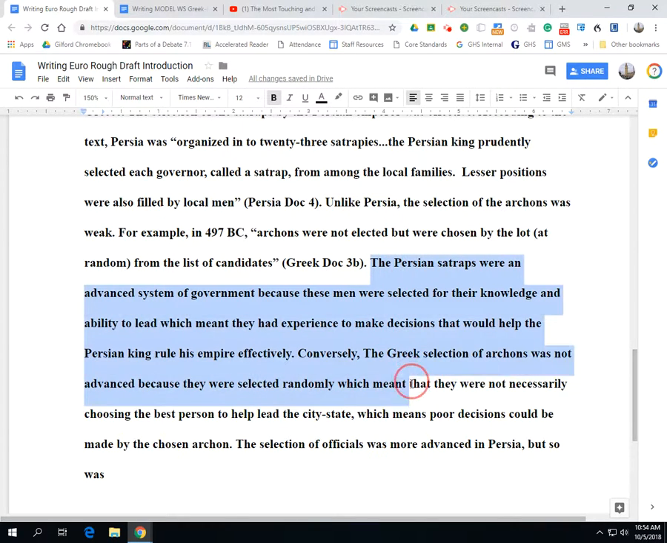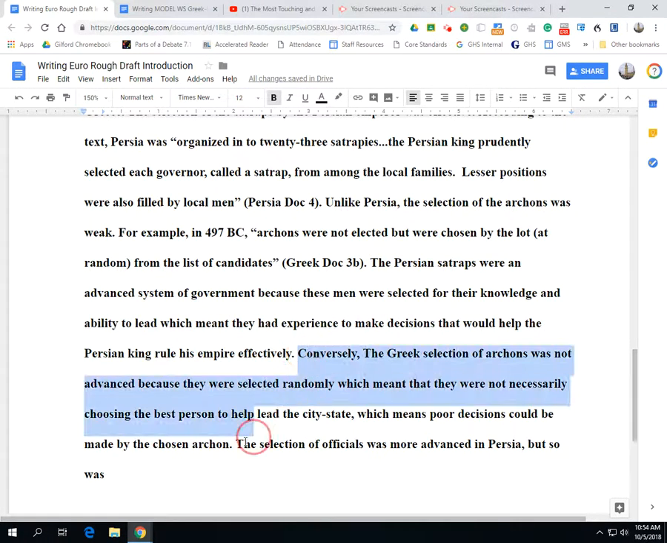Then from there, I have my analysis statement addressing both specs. The first sentence of my analysis describes why Persia was more advanced. And then the second part of my analysis explains why Greece was not advanced. Notice that when I set up my outline, I purposely added in another contrast transition. So for every spec set paragraph, you should have two contrast transitions. One between your first and second specs, and the second one between your first and second analysis statement, as you switch to talking about why the other side is not advanced.